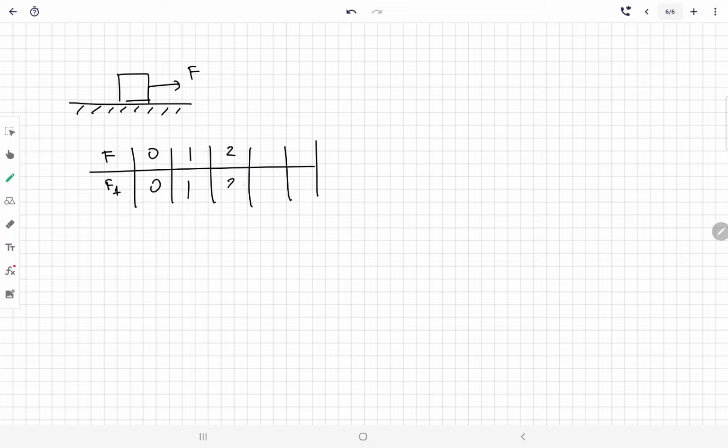Let me increase to 2. Friction force also increases, becomes 2. But this object is still at rest, it's not moving. Let it be 3. Still at rest. No velocity, no acceleration. Let's say the maximum possible friction force for this surface, for this object, equals 3 newtons. It means when the force becomes more than 3, it will start its motion. So for example, 3.0001, friction force is still 3 because it's a maximum value.